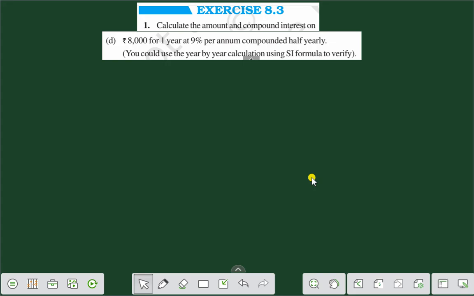Hello everyone. Today I'll discuss exercise 8.3 question number 1 D. Calculate the amount and compound interest on rupees 8,000 for 1 year at 9% per annum compounded half yearly. Right? Let us solve this one.